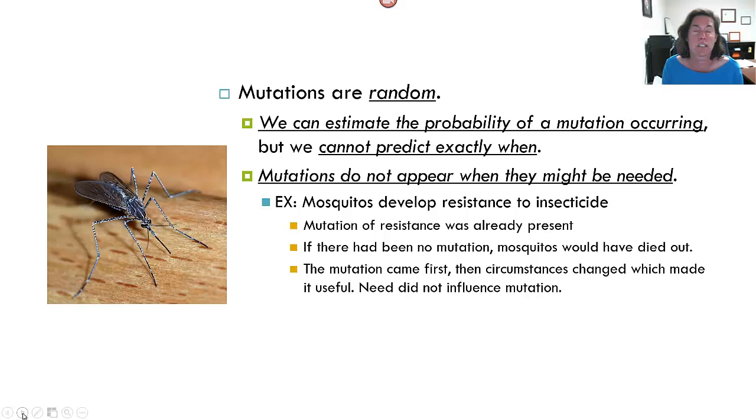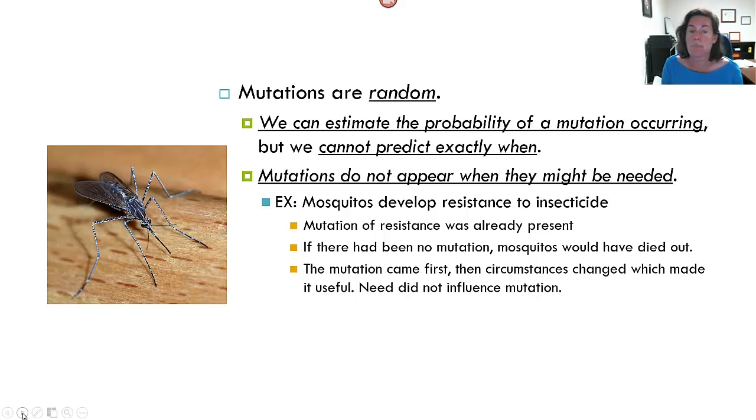One of the interesting things about mutations is that they're random. There's no way of predicting when a specific mutation will occur. All we can do is estimate the probability of a mutation occurring, but we cannot predict exactly when. The randomness of mutations means that mutations never seem to appear when they might be needed.